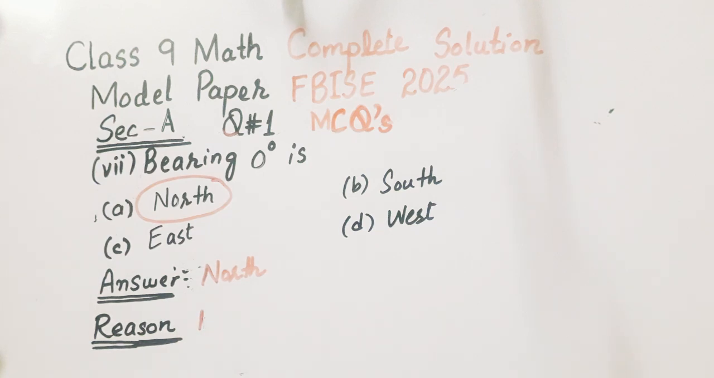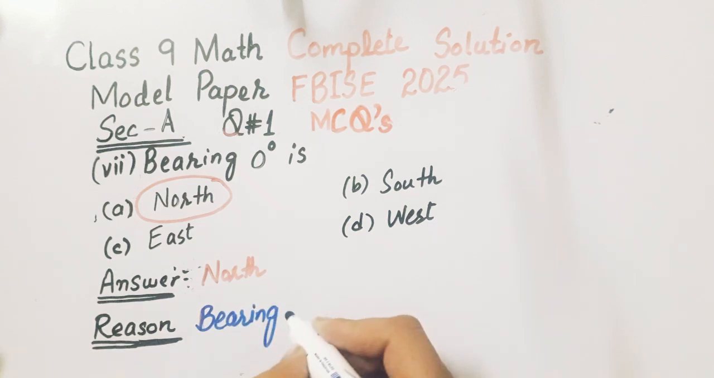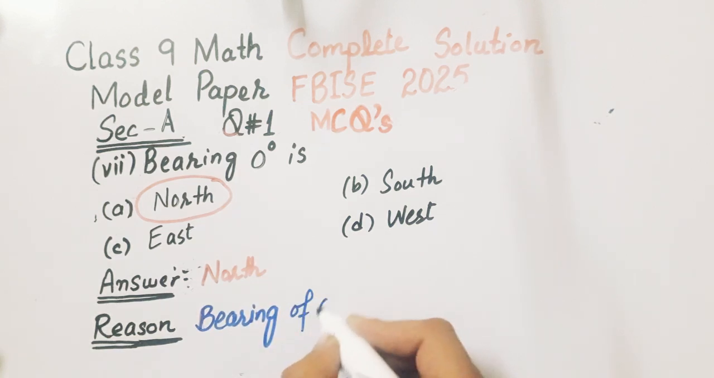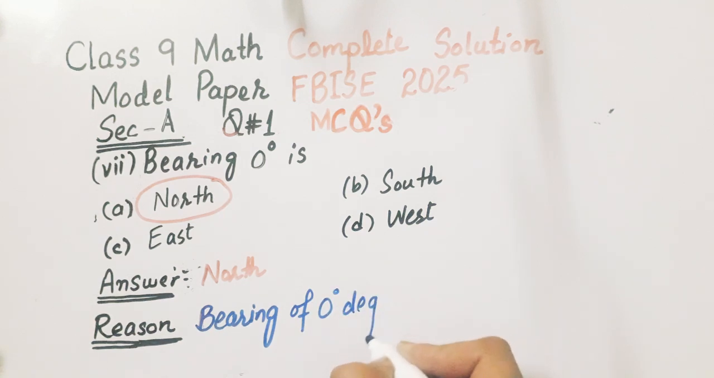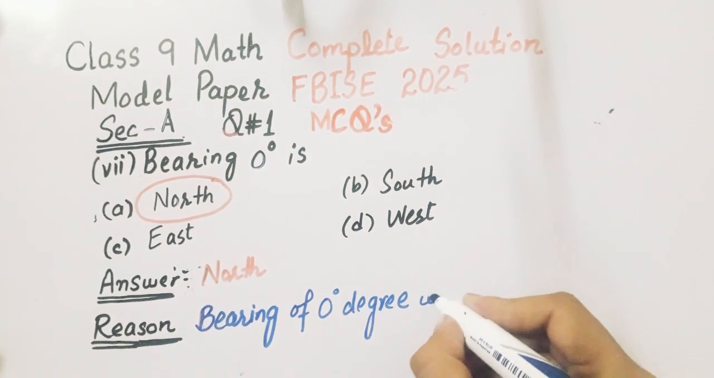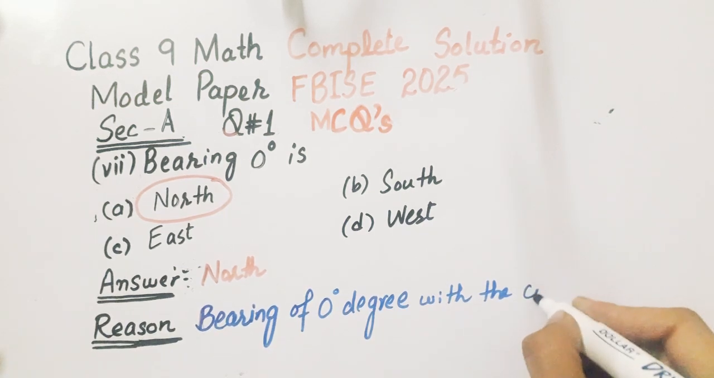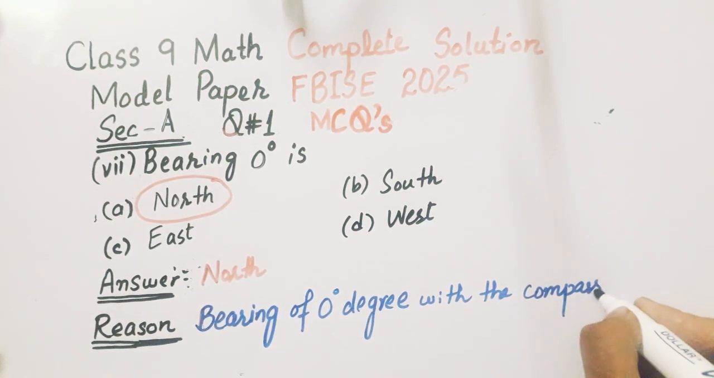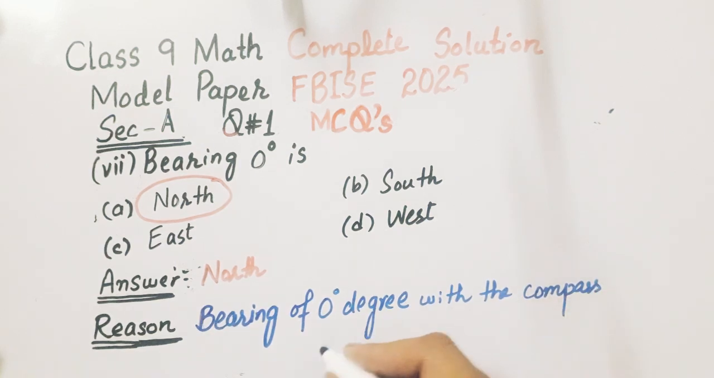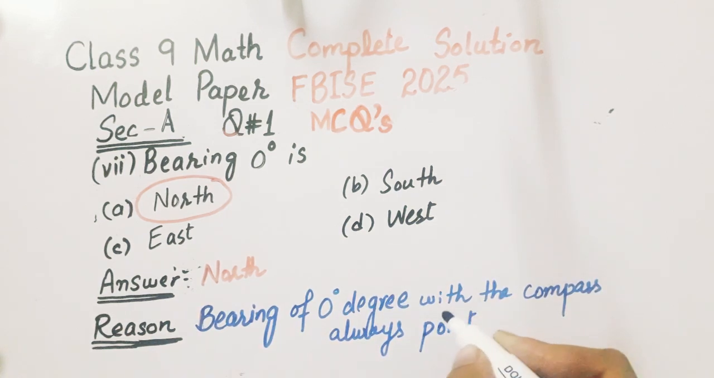The reason behind this is, bearing of 0 degree with the help of a compass always points north, so that our answer will be north.